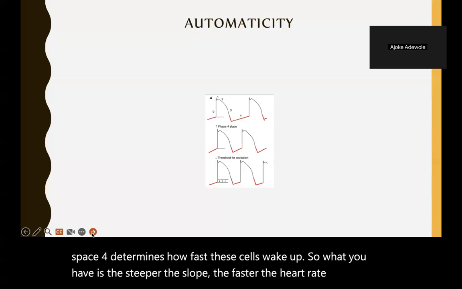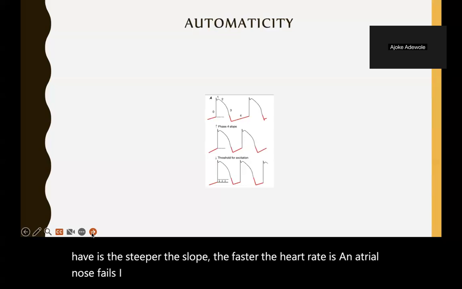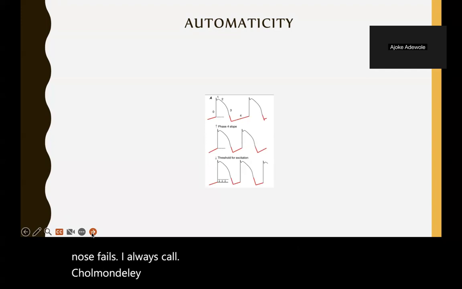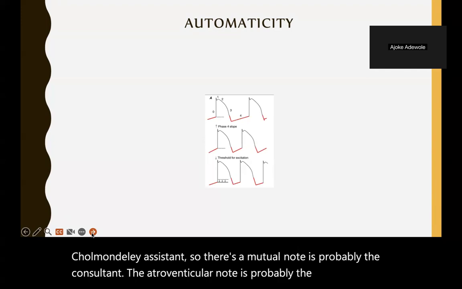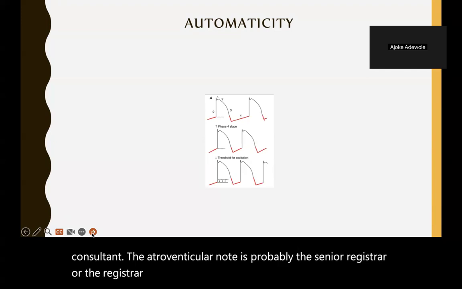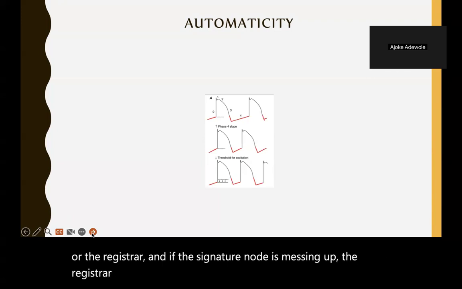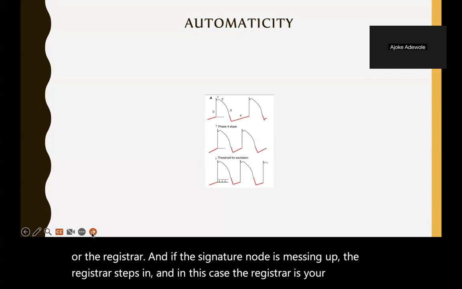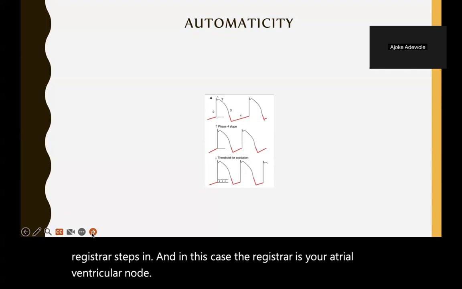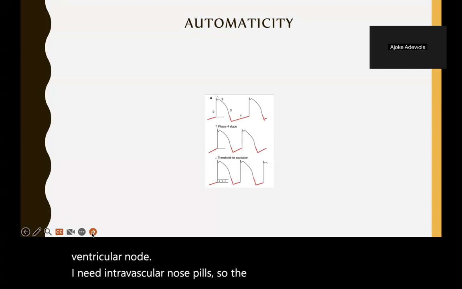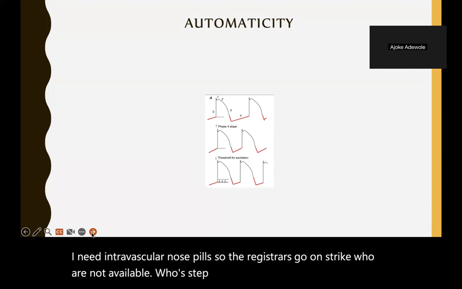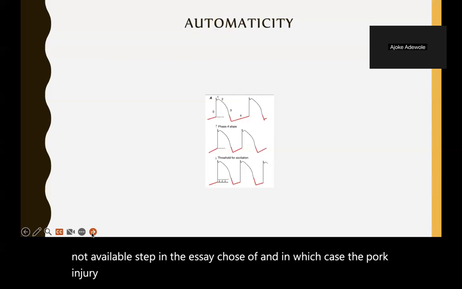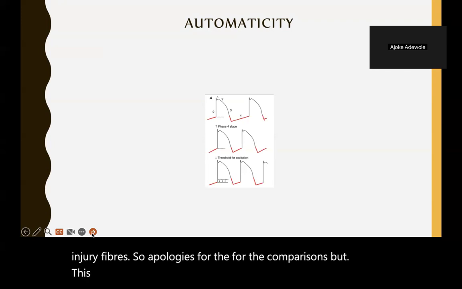If the sinoatrial node fails, I always call the atrioventricular node the assistant. So the sinoatrial node is probably the consultant. The atrioventricular node is probably the senior registrar or the registrar. If the sinoatrial node is messing up, the registrar steps in, and in this case the registrar is your atrioventricular node. And if the atrioventricular node fails, say the registrars go on strike or are not available, who will step in? The SHOs, which in this case are the Purkinje fibers. Apologies for the comparisons, but this is probably a way that it will stick.